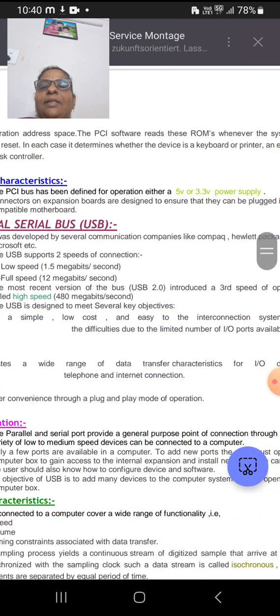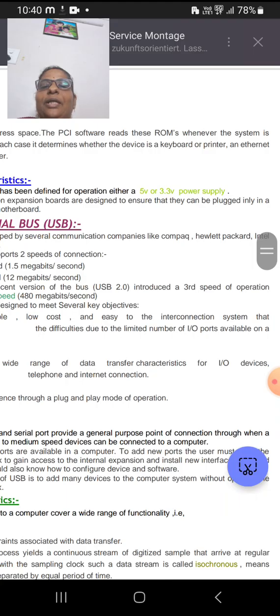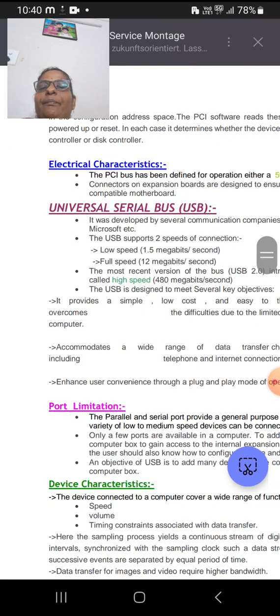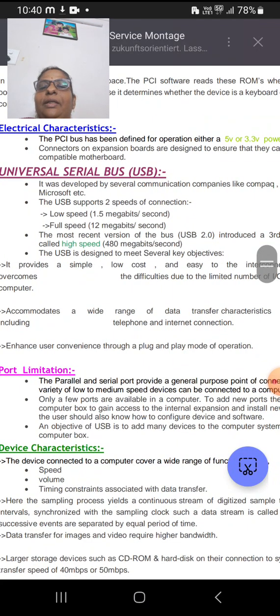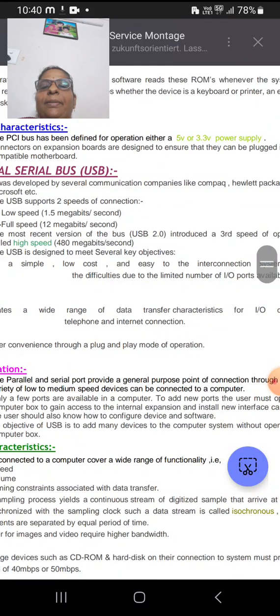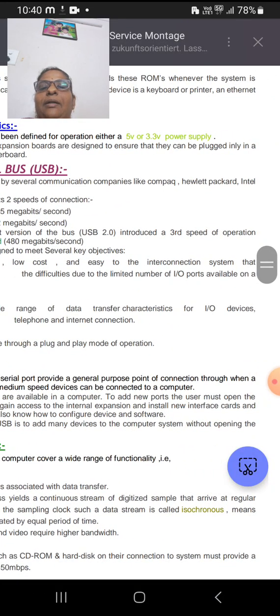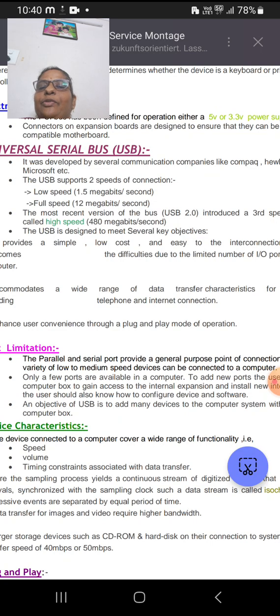The connectors and boards are designed to ensure they can be plugged into a compatible motherboard. Now the universal serial bus, USB. It was developed by several computer and communications companies, including Compaq, Microsoft, and others.